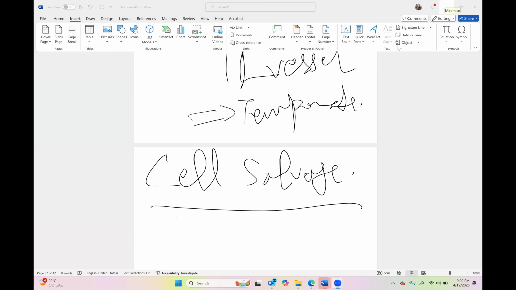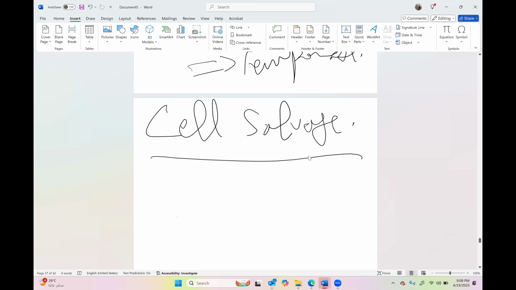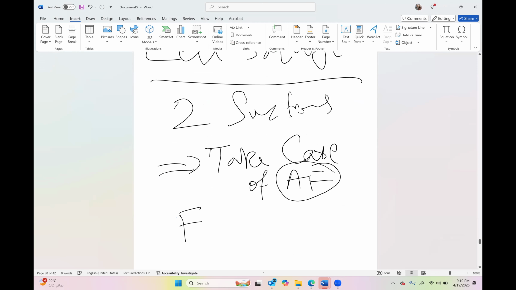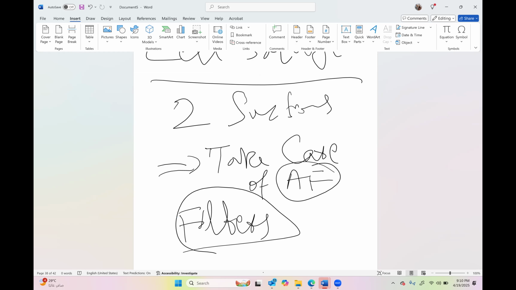So cell salvage is a process of collection, processing, and re-administration of blood lost during surgery or after surgery. Actually, cell salvage has two suctions. One suction usually takes care of amniotic fluid, and they use special filters for it. And it goes into a closed circuit.